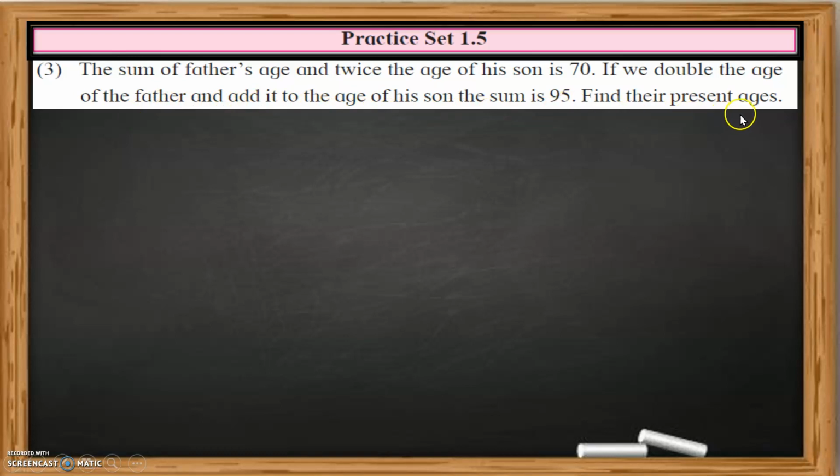Find their present ages. So how do we start with it? We will have to assume there are two people involved here, father and the son. So we will have to assume their ages. Okay, so let's start with the solution.